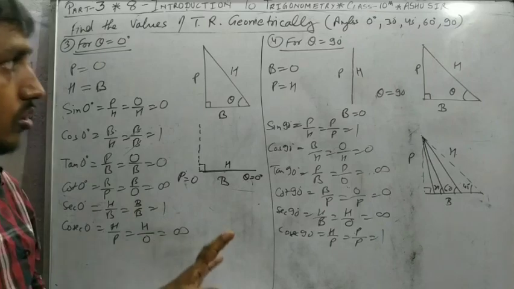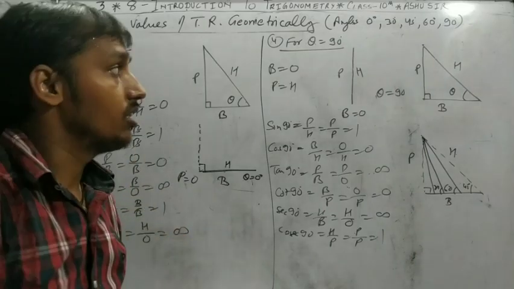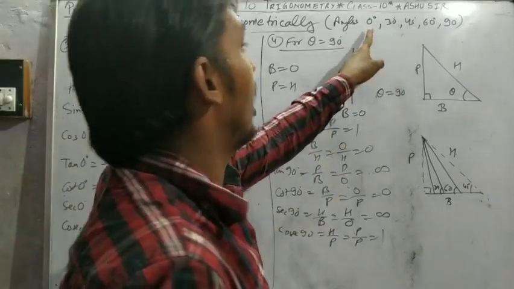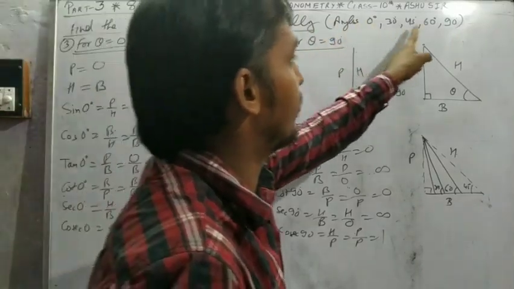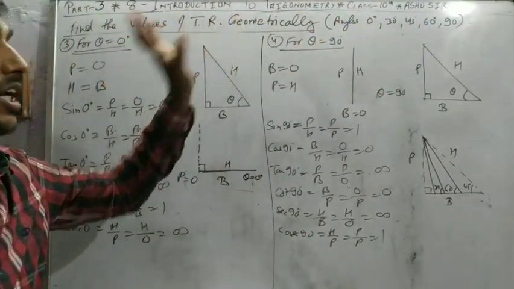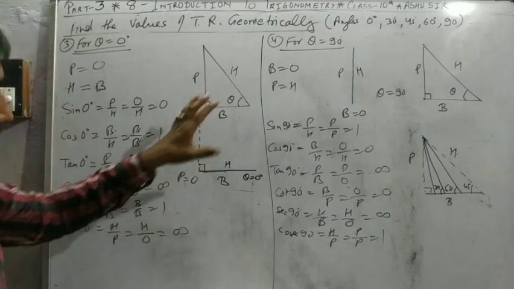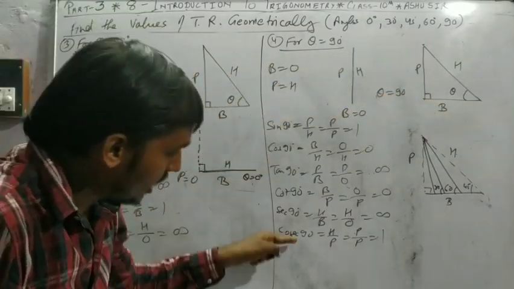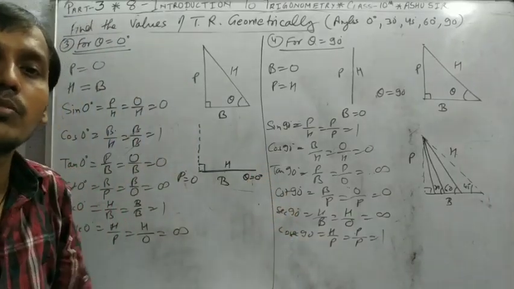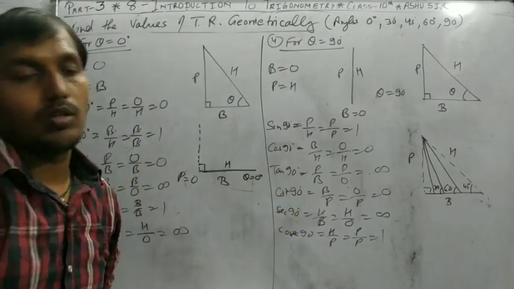Pause the video, note down. They all are to find the value of the trigonometric ratios at specific angles geometrically. If only one comes in examinations, you can find it with this concept and write whichever is asked in the question. Pause the video, note down.